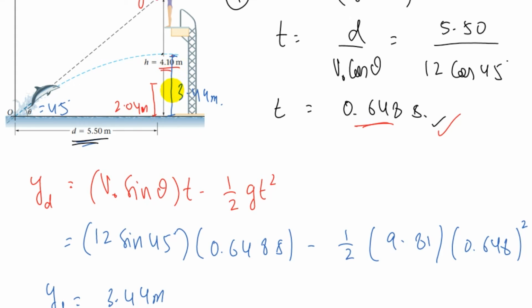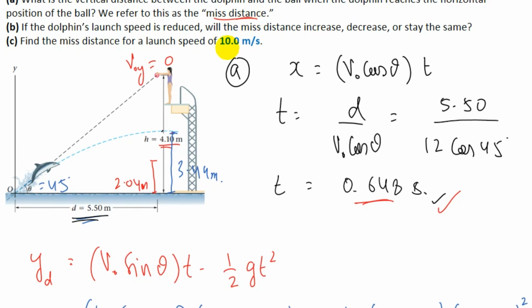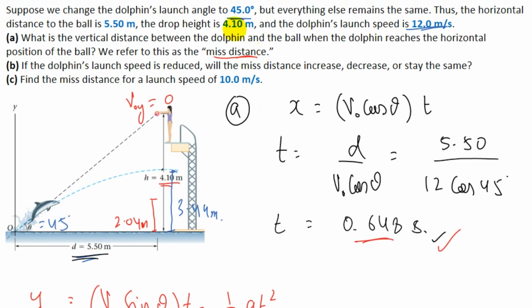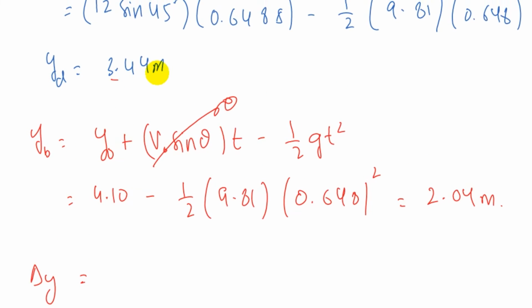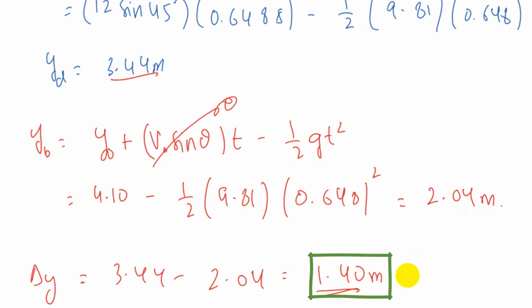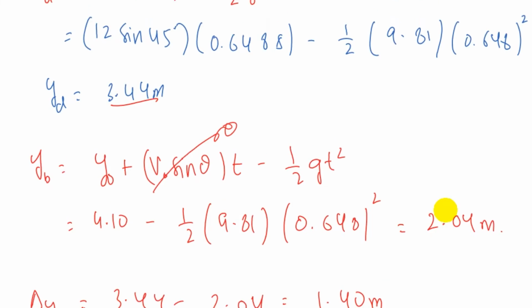So the ball misses, and this vertical distance is our miss distance, which is what we have to find. So delta y, the distance by which the dolphin missed the ball, is 3.44 minus 2.04. So that comes out to be 1.40 meters. So the dolphin missed the ball by this much distance. So this is the answer for the A part.